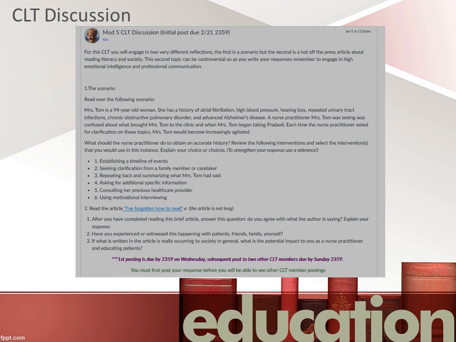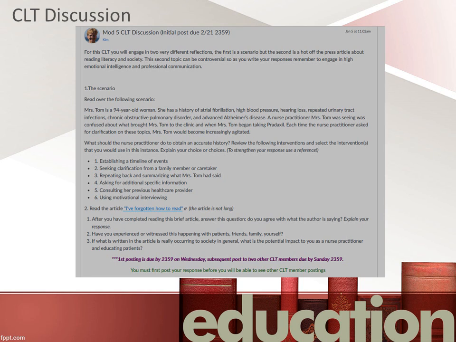The next piece you're going to be working on is your CLT discussion. Now there are two main components to this discussion. The first component is a scenario. What I'm asking you to do is read over this scenario, and then as a nurse practitioner, how are you going to get that accurate information from this patient? I've given you 6 different types of interventions that you can use to help obtain this information, and I'm asking you to choose one or more of how you would go about obtaining this information from Mrs. Tom. And then I'm asking you to support what you're saying.